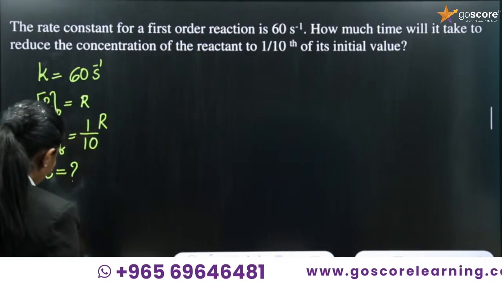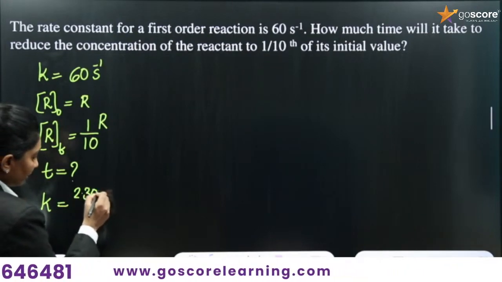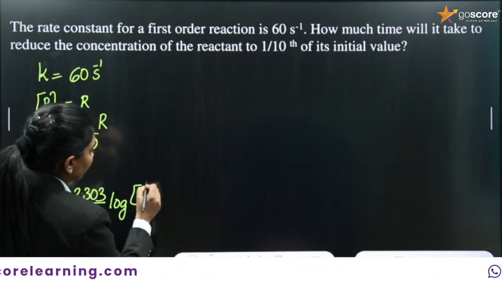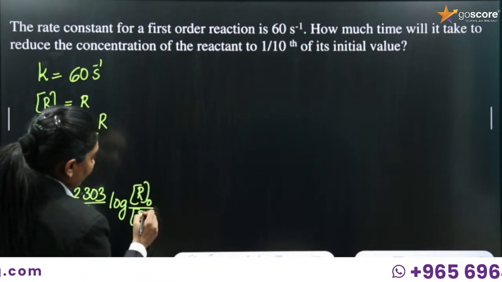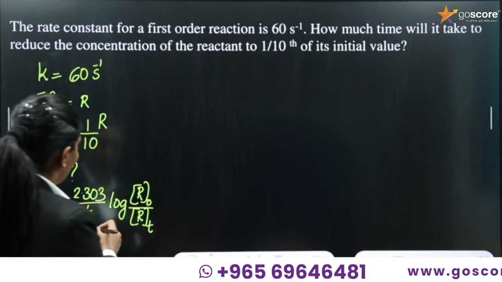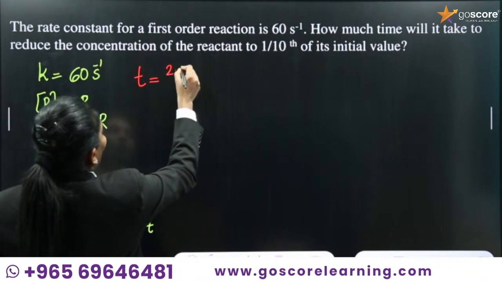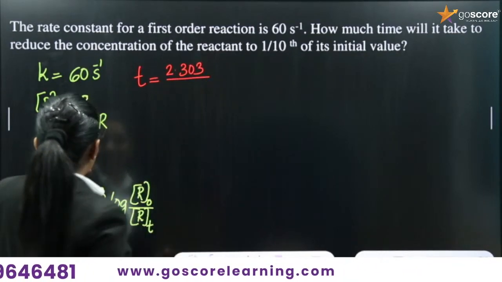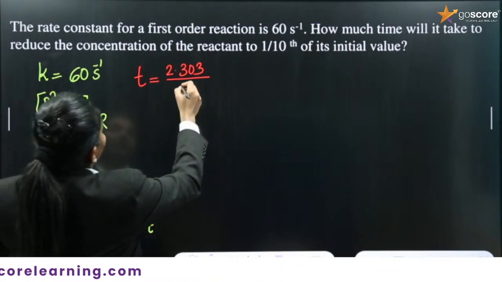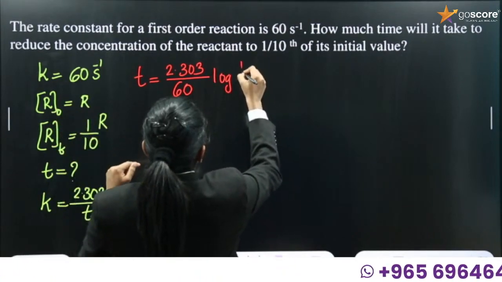Okay. So for first order reaction, what is the equation? K is equal to 2.303 by T into log concentration of R0 by RT, right? So here the rate constant is provided and we want to find out the time. Okay, so how can we write it? T is equal to 2.303 by K. I'm taking the T here and K here. Okay, it will be 2.303 by 60 into log concentration of R0, it is R by 1/10 R.